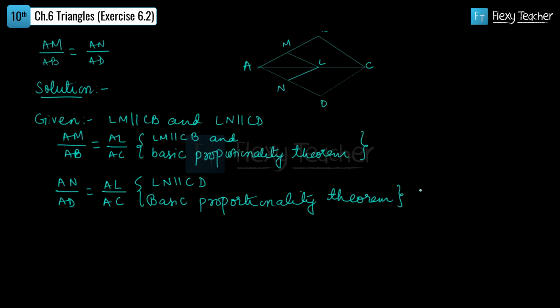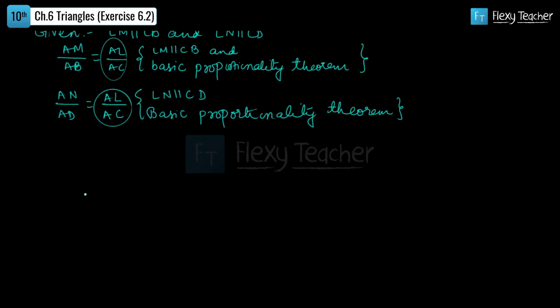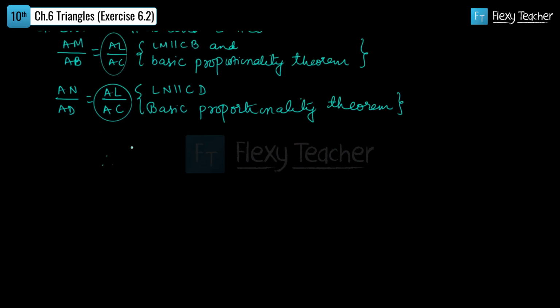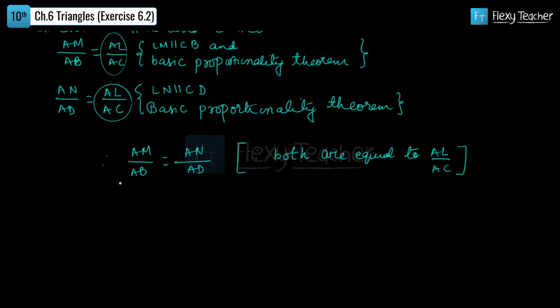Now what we see is that AL upon AC is common in both the ratios. So we can conclude that AM upon AB is equal to AN upon AD, because they are both equal to AL upon AC. Therefore, AM upon AB is equal to AN upon AD because both are equal to AL upon AC. And this is what we had to prove. So, hence proved.